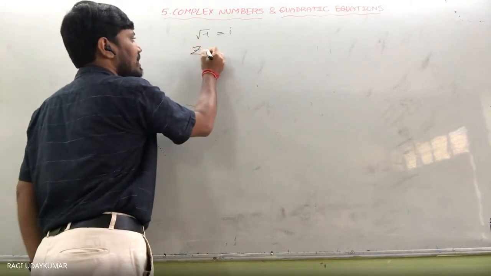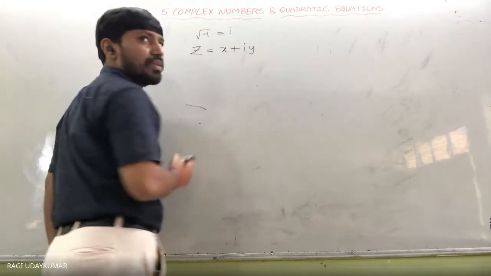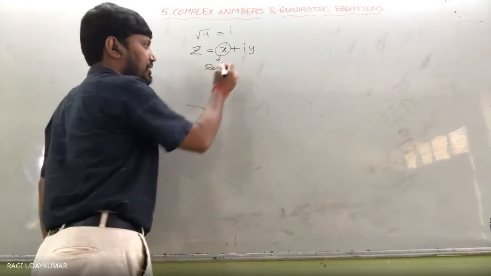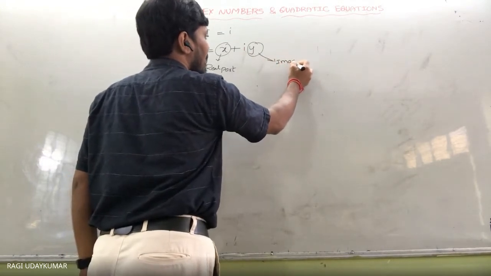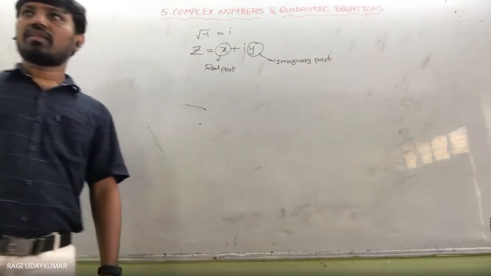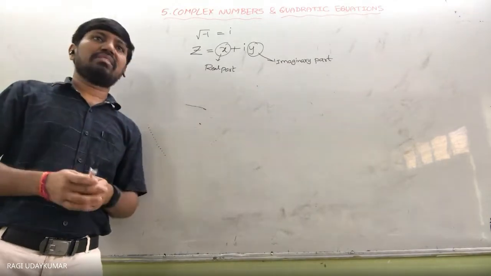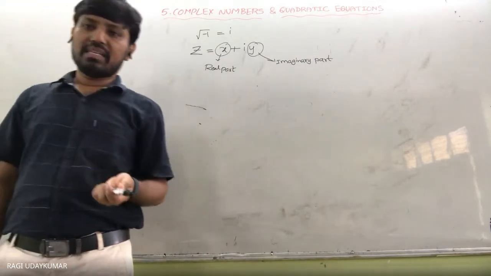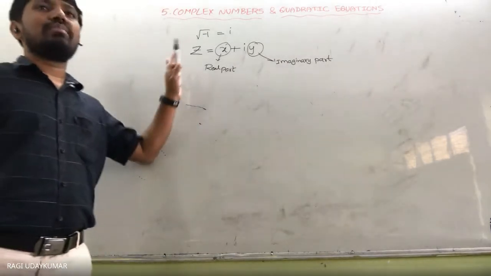Usually, z is used to represent the complex number. z is equal to x plus iy, where x is called the real part and y is called the imaginary part. Okay, real part and imaginary part. This type of number is called a complex number. a plus ib or x plus iy form, whatever the numbers are there, they are called complex numbers. Usually they are denoted by z.